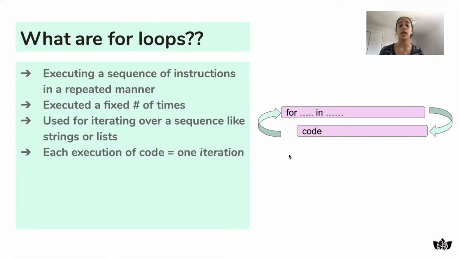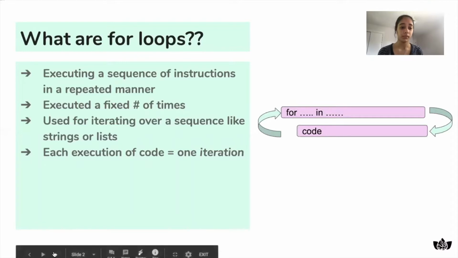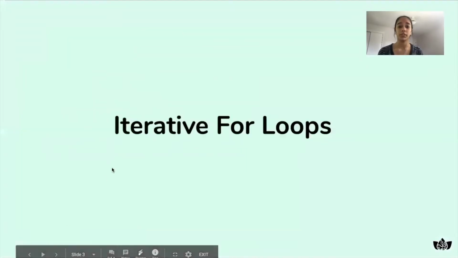And normally it's used for iterating over a sequence, so going through a whole list or strings, because they're iterable. And each execution of code is one iteration. So if we wanted the for loop to run 3 times, the first time it's run, that's one iteration, and then the second time it's run, that's the second iteration. And so we're going to be talking about iterative for loops.